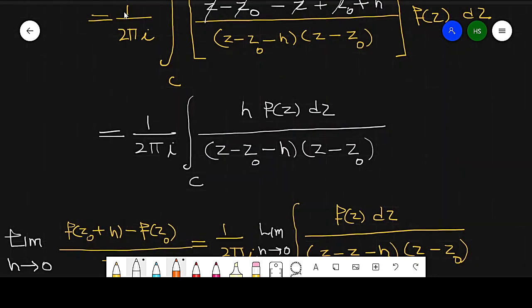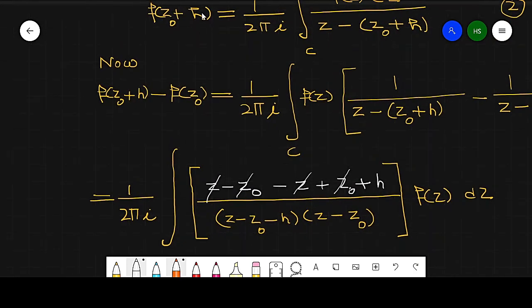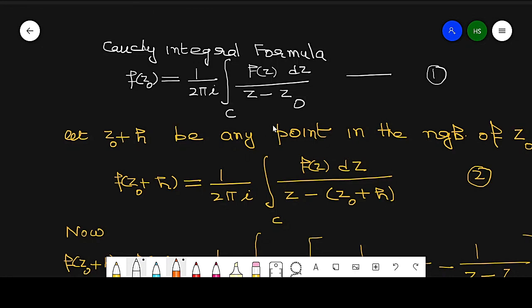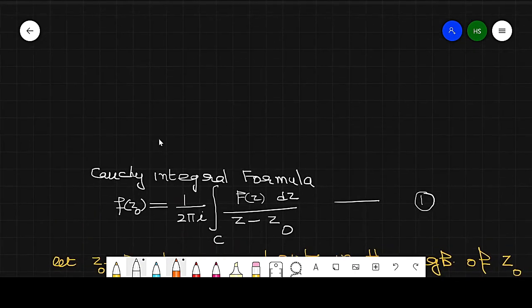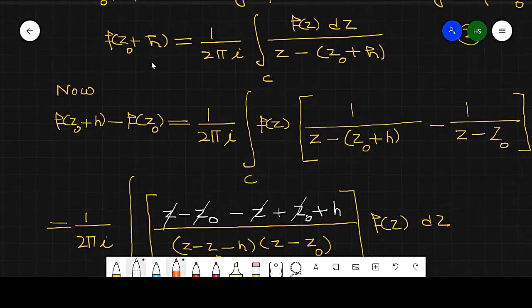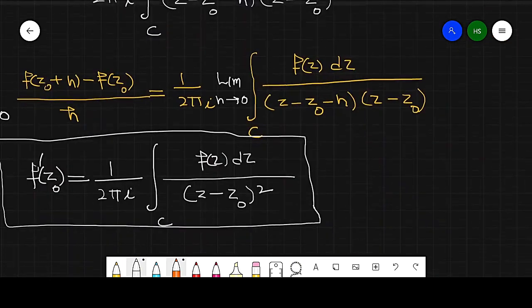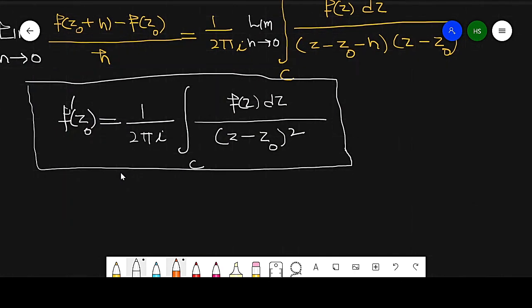So in this way we can use the Cauchy integral formula to find the derivative of the function at the point z naught. Just remember that in this case it is power 2, not a single power. So f dash z naught is equal to 1 by 2 pi iota, integration around c, f z dz over z minus z naught raised to power 2.